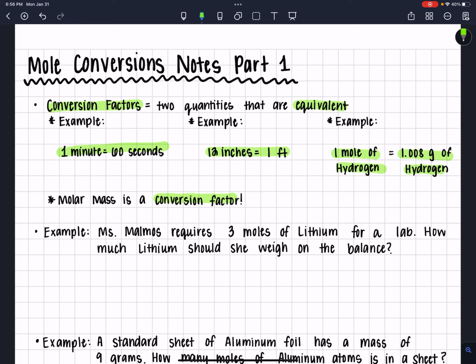So let's do this first example together. Let's say that Miss Malmos requires 3 moles of lithium for a lab. If she wanted to collect 3 moles of lithium, how much lithium would she weigh on the balance? So what we're going to have to do is figure out first our conversion factor. Now the conversion factor that we're going to want to use is molar mass. So I need to look for lithium on the periodic table and find its molar mass.